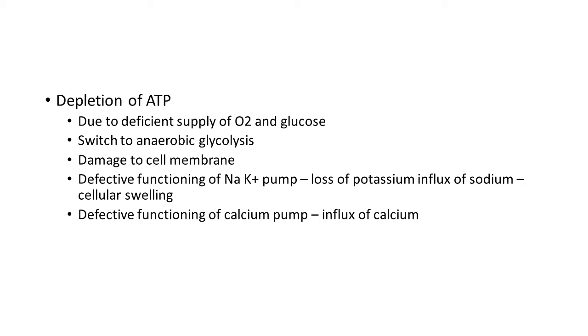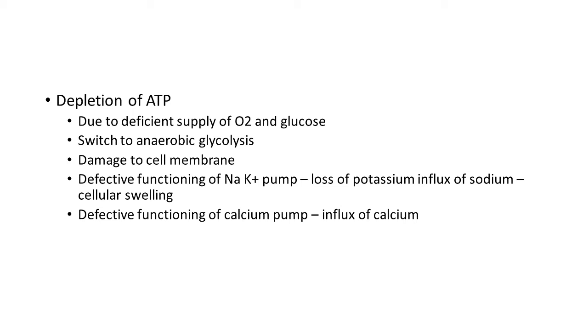Here again, remember another thing, not all cells can shift to anaerobic pathway in the absence of oxygen. For example, the cardiac muscle cells, the neurons of CNS, they are wholly dependent on aerobic respiration. They cannot shift to anaerobic glycolysis. Anyways, whether shifting to anaerobic or not, the point here is the generation of ATP is reduced and there is depletion of ATP.